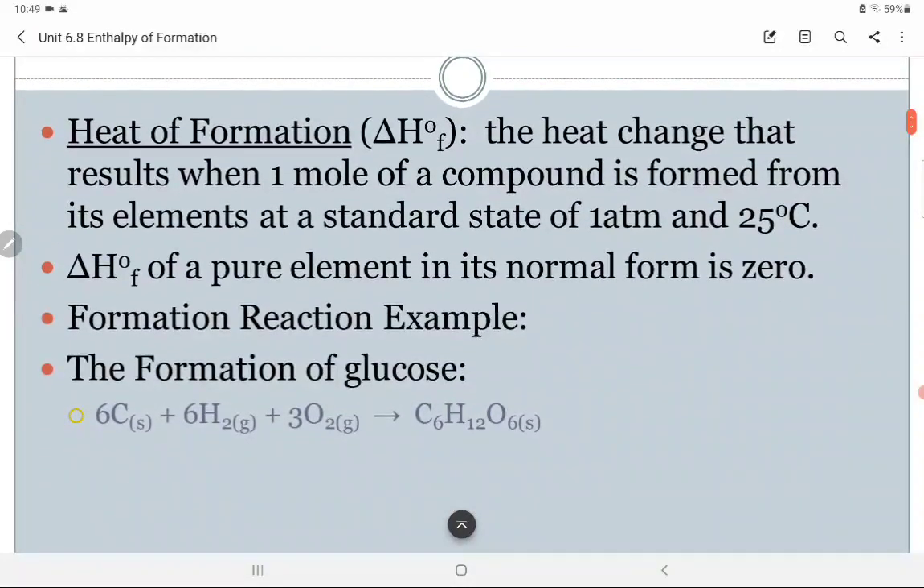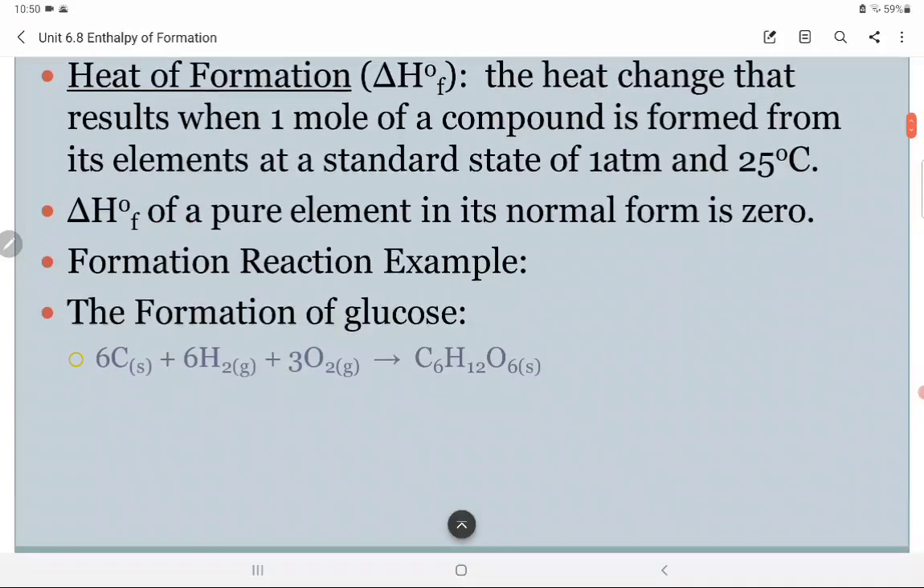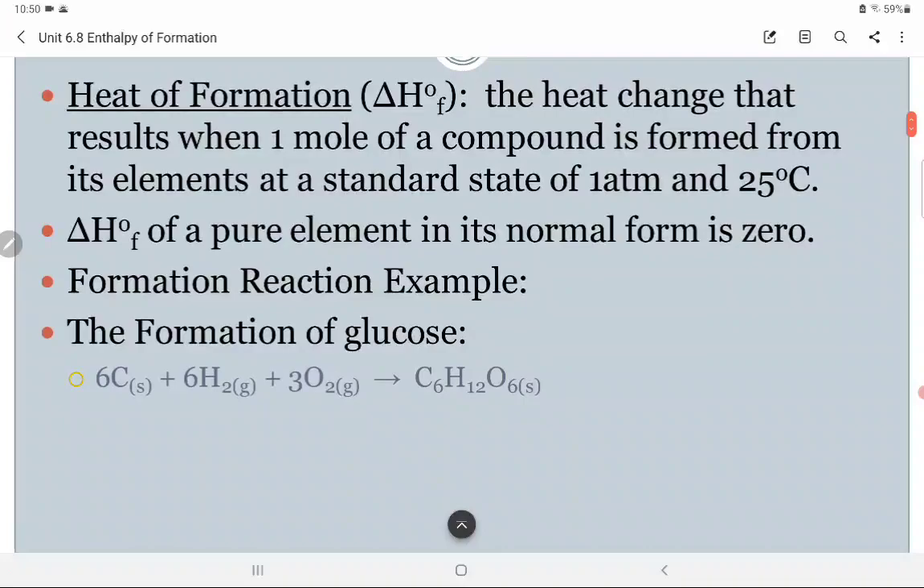So there is a definition of delta H formation, but we'll examine that a little closer here. Down below, I gave you an example of what a formation reaction would be. A formation reaction is nothing but the elements in their standard states combining to make whatever chemical we're making, in this case glucose.